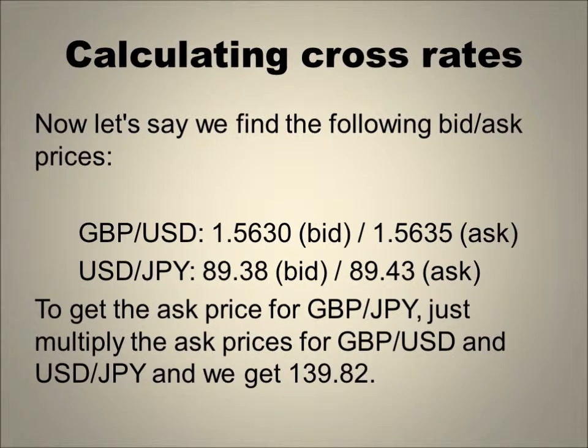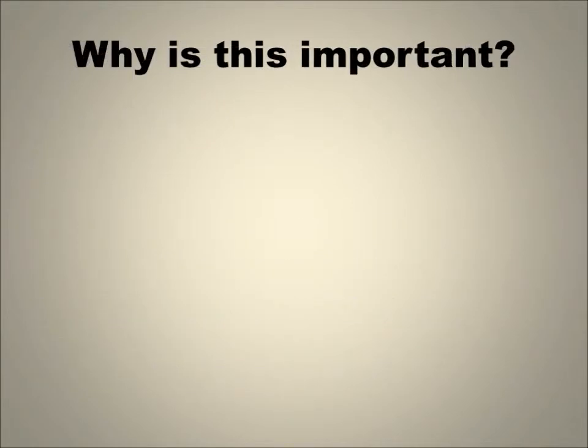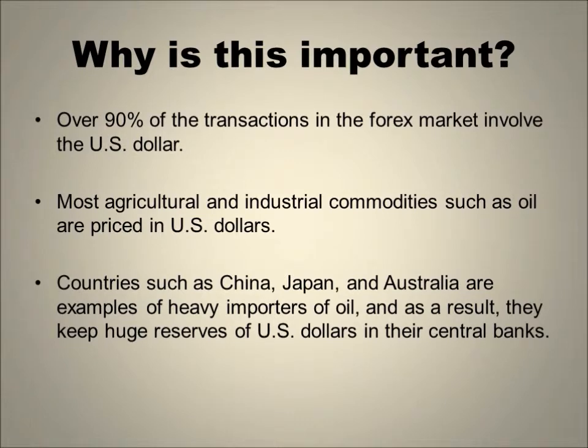How do we get the asking price? By doing the same thing, multiplying the two asking prices, and we get 139.82. Now, why is this important? Well, it's important because 90% of all the transactions in the Forex market involve the US dollar. So, the US dollar creates a lot of volatility in this market. So, we're going to work a lot with the American dollar, so we need to know as much about it as we possibly can.